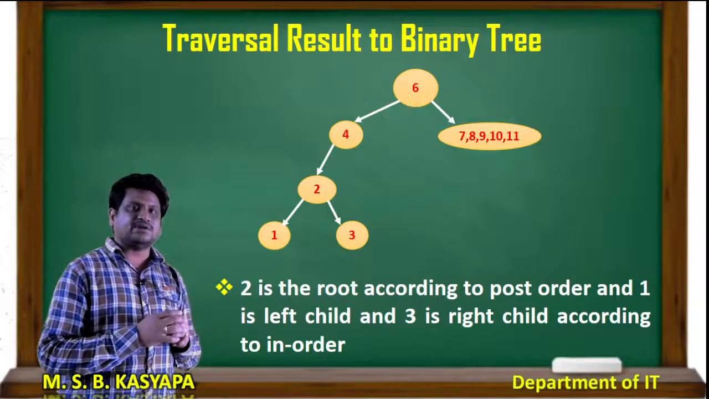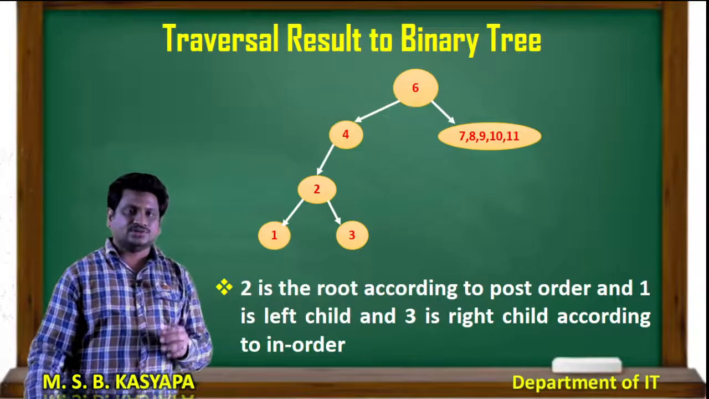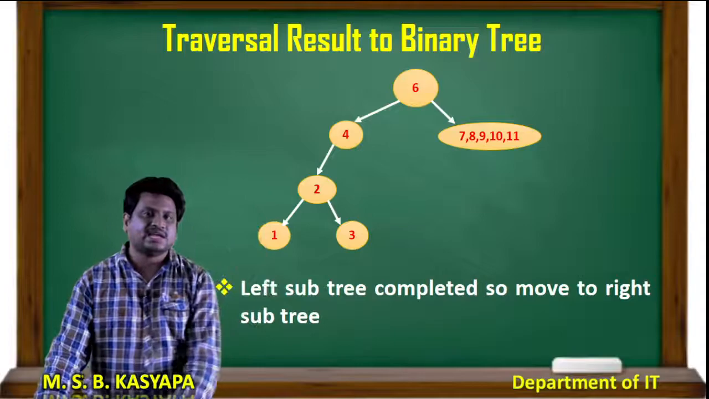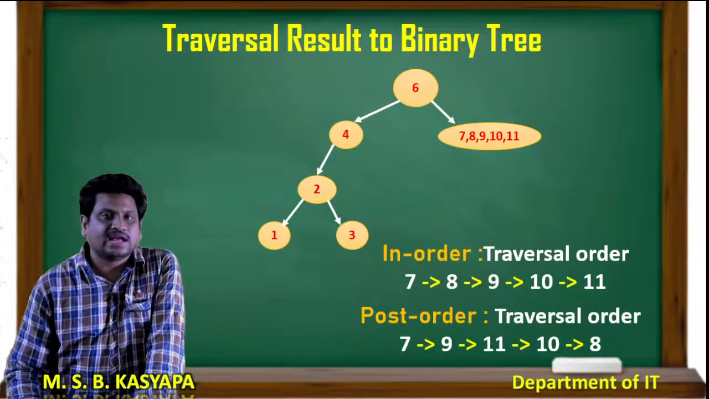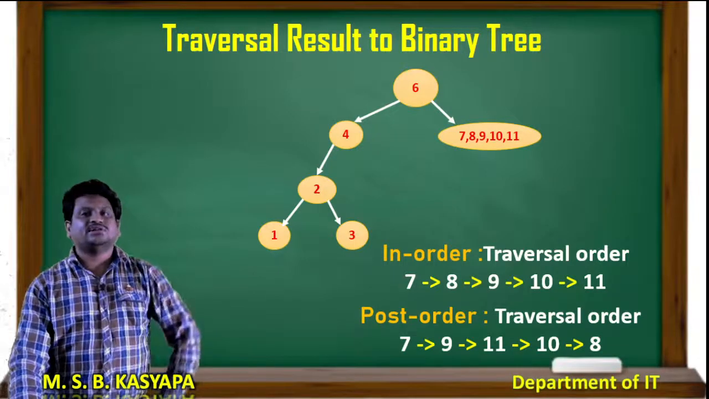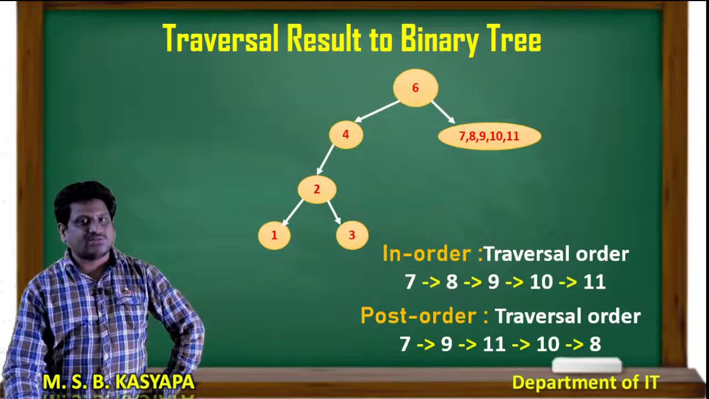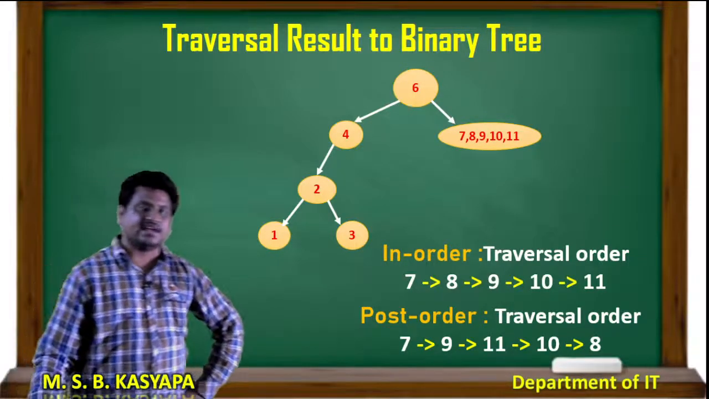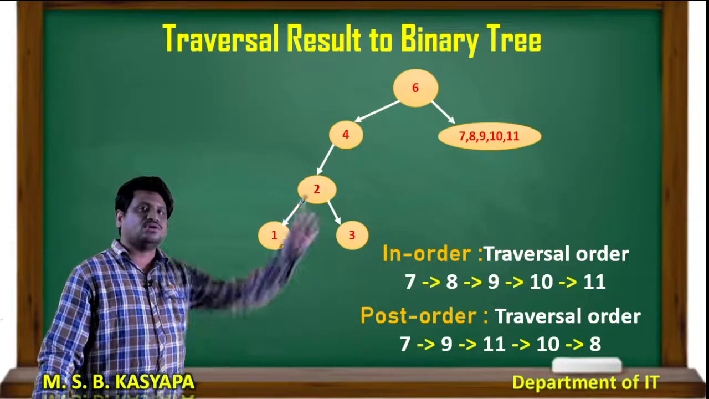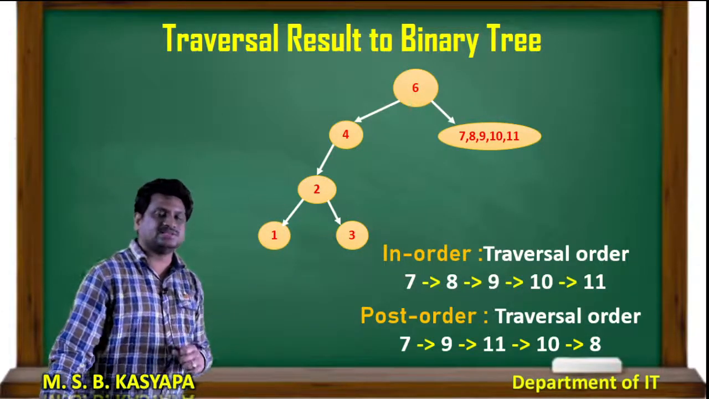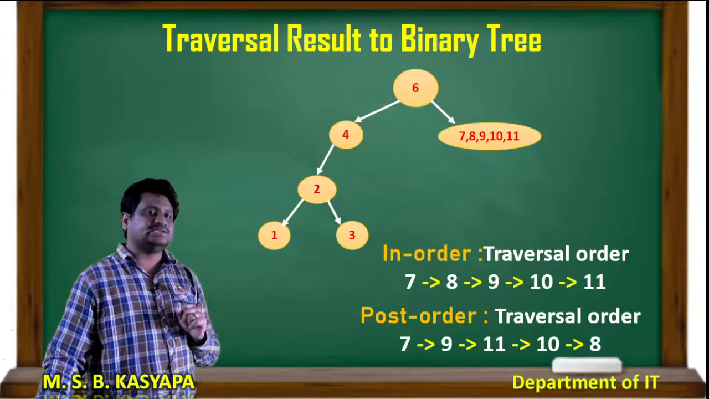In the right subtree, what are the values I have? 7, 8, 9, 10, 11. From the main traversal, I am taking the values 7, 8, 9, 10, 11. According to my traversals, the in order values are 7, 8, 9, 10, 11, and the post order values are 7, 9, 11, 10, 8. According to my post order, 8 is the root node in the right subtree. 8 is the main element.